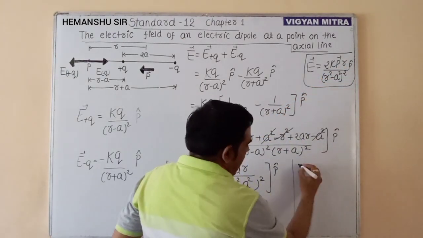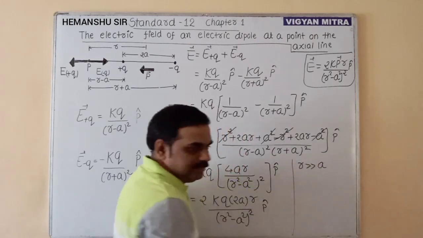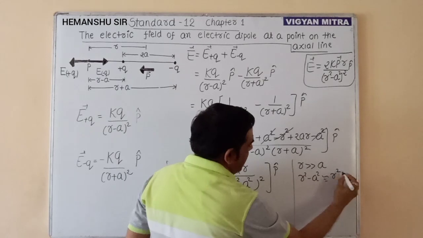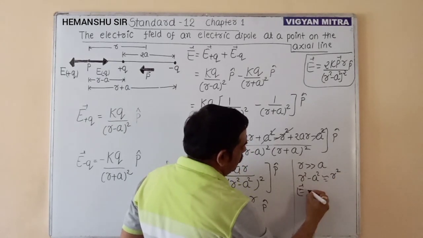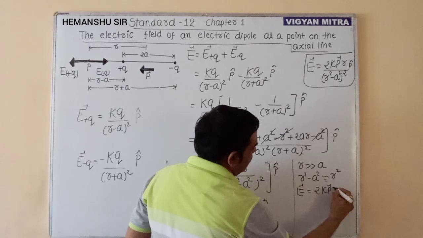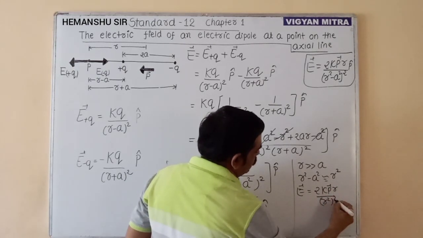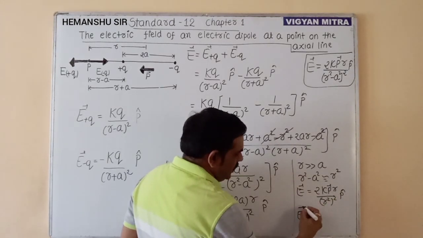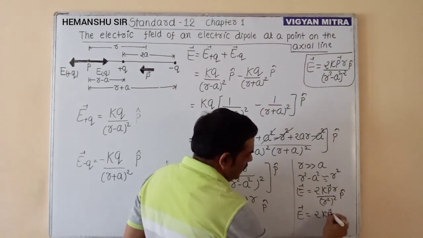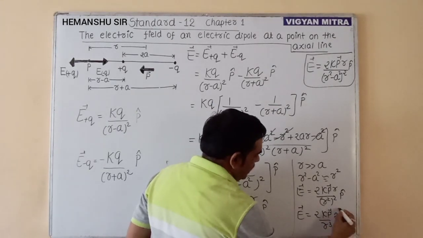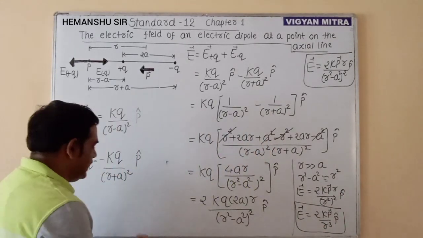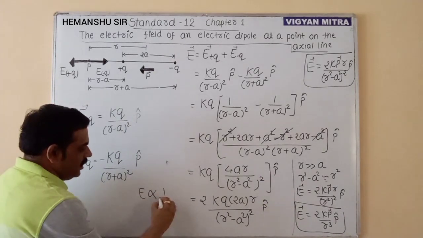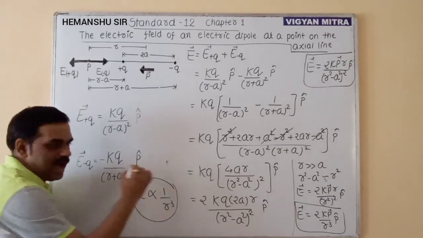Now if R is much greater than A, then R square minus A square may be written as R square. So E is equal to 2KPR divided by (R square) raised to 2 into P cap. Here R raised to 4, one R is cancelled out. So E vector is equal to 2KP by R cube into P cap. So we can say that the electric field on the axis of a dipole is proportional to 1 over R cube.